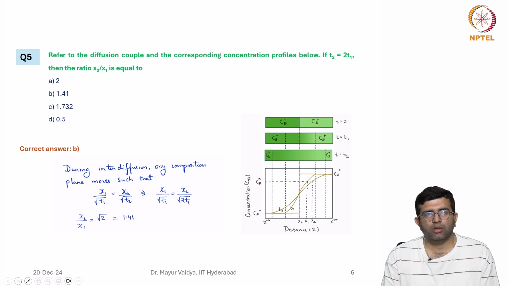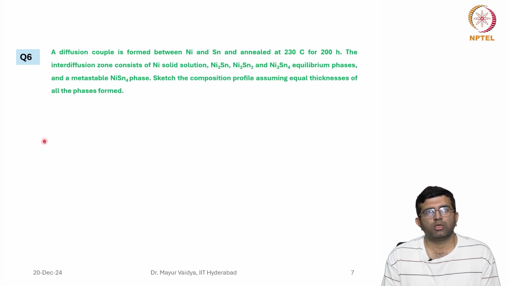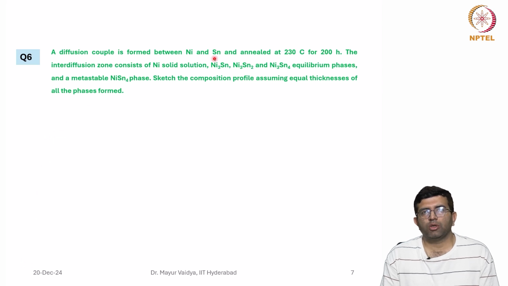So then let us go to question number 6. A diffusion couple is formed between nickel and tin and annealed at 230 degrees centigrade for 200 hours. The interdiffusion zone consists of nickel solid solution, Ni3Sn, Ni3Sn2 and Ni3Sn4 equilibrium phases and a metastable NiSn4 phase. Sketch the composition profile assuming equal thickness of all the phases formed.